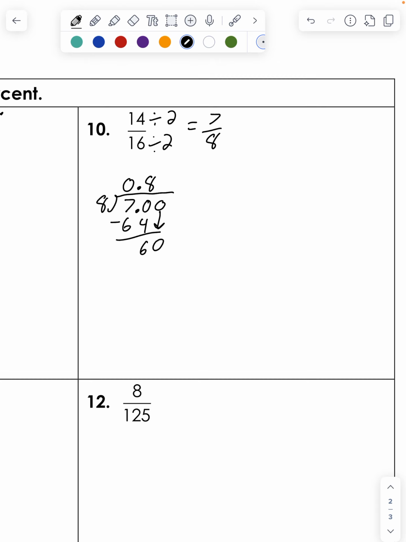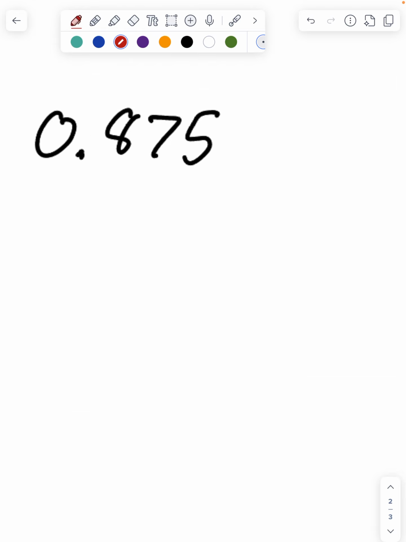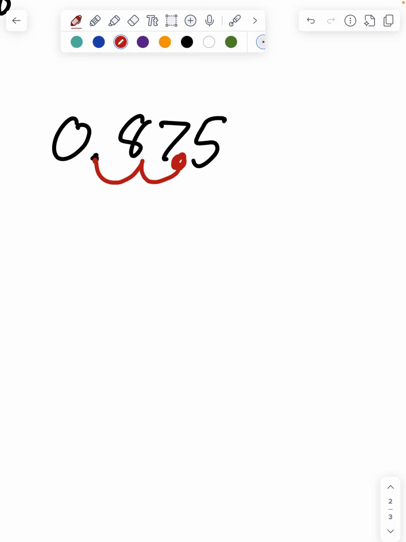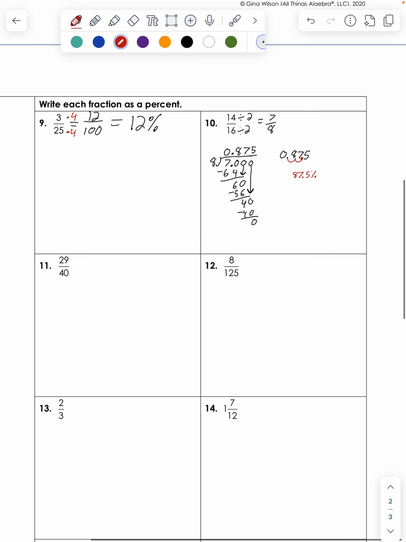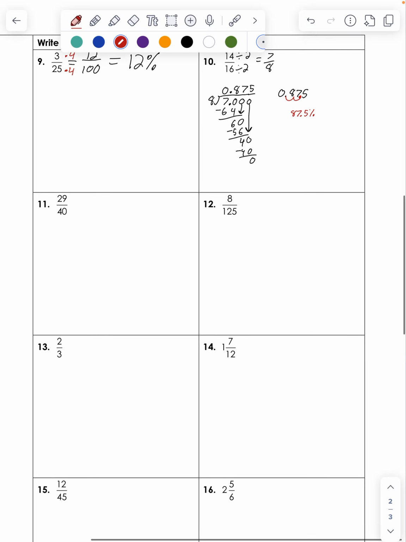Add our 0. How many times does 8 go into 60? That's going to be 7 times. 7 groups of 8 is 56. We're left with the 4. Add our 0, bring it down. And then how many times does 8 go into 40? That would be 5 times. We subtract 40, 0. So our decimal equivalent is 0.875, or 875 thousandths. And then we have to move this 2 places to the right. We end up with 87.5%.